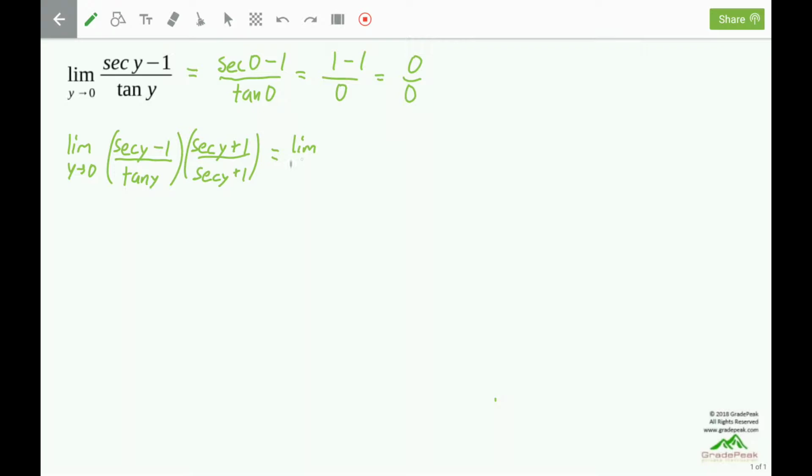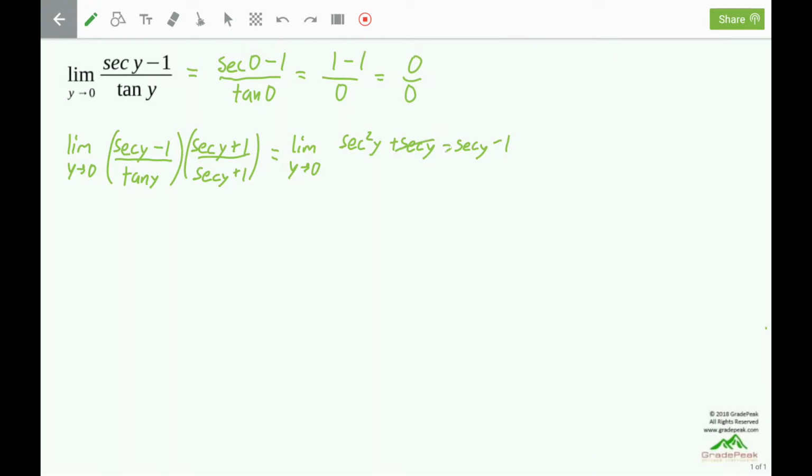Whenever you multiply by a trig conjugate, you're going to FOIL out only the conjugate pair, that's in the numerator here, and not the non-conjugate pair, that's the denominator. FOILing the numerator, sec y times sec y is sec squared of y. That's the first. Outside, sec y times a positive 1 is a positive sec y. Inside, negative 1 times sec y is a negative sec y. And last, negative 1 times a positive 1 is a negative 1.